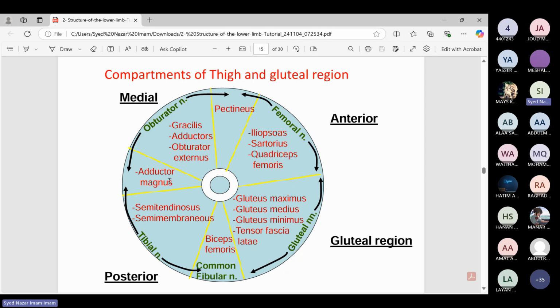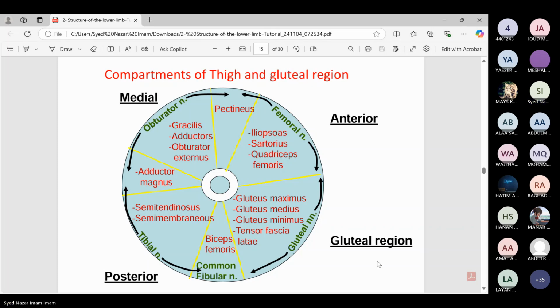The medial compartment is the adductor compartment. So we have adductor longus, magnus, brevis, and obturator externus, and also the gracilis. So these are the medial compartment. This is your anterior compartment, posterior compartment, and above the posterior compartment, we have the gluteal region.